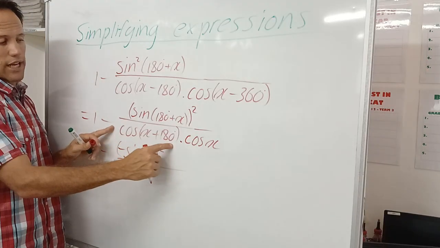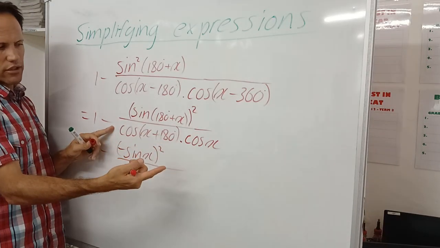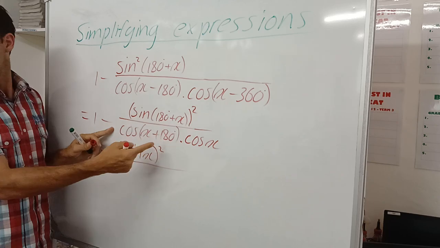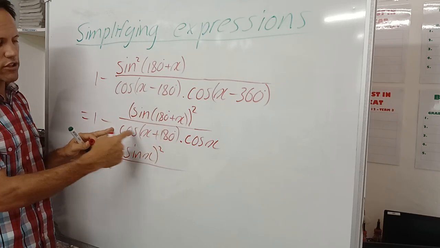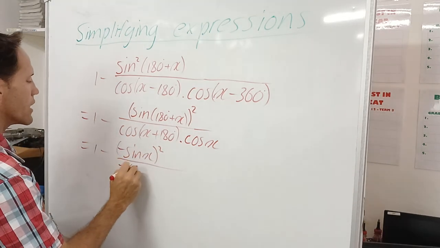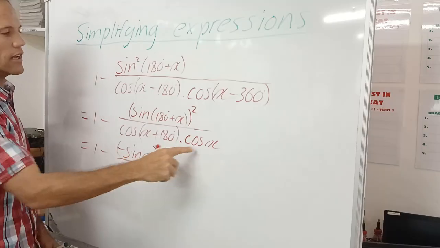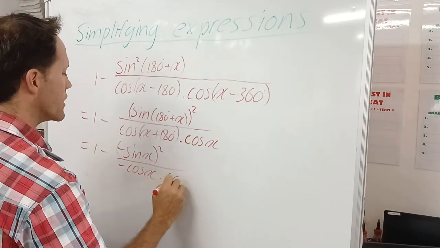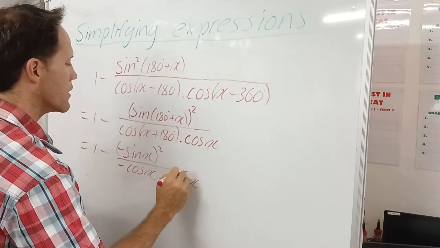Cos x plus 180, also third quadrant. 180 plus x, x plus 180 is the same thing. So third quadrant, cos is negative, so it becomes negative cos x. And then that one stays the same. It stays cos x. Okay?